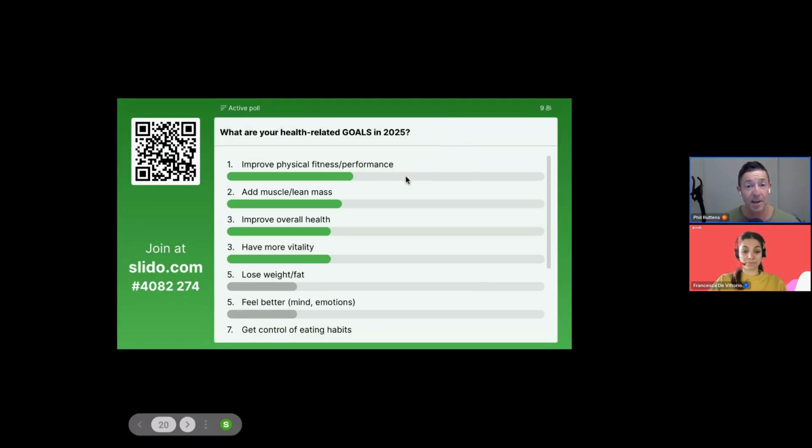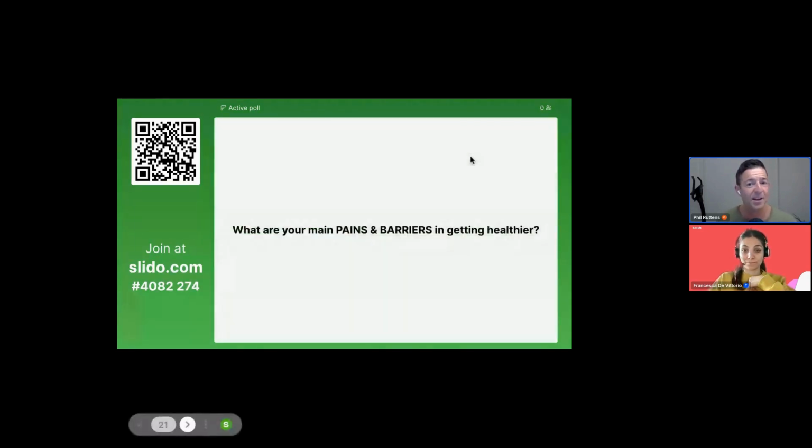Let's have a look. So physical fitness performance, again, I think was number 1 on other questions. Muscle lean mass, sorry. Overall health and vitality. Okay, interesting. Normally, I see losing weight as kind of number 1 or number 2. So thanks, very interesting. I mean, we've only got 9 people, obviously, so let's be careful. But thanks for that. What are the main pains and the barriers? And we can talk about the main ones here. So what's blocking you? What's stopping you or slowing you down to get to your goal, to your ideal health? I'm curious to see what the 10 people also will say.